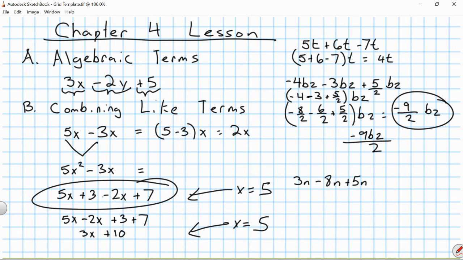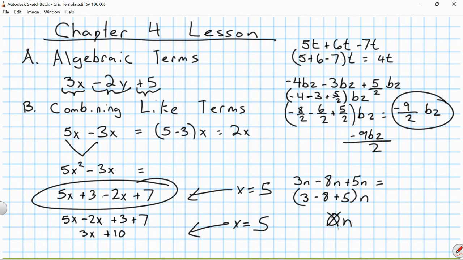And the last one is what? Not n. 0n. Think about this. Okay, so this is what we're doing. We're doing 3 minus 8 plus 5. 3 minus 8 is -5 plus 5 is 0.